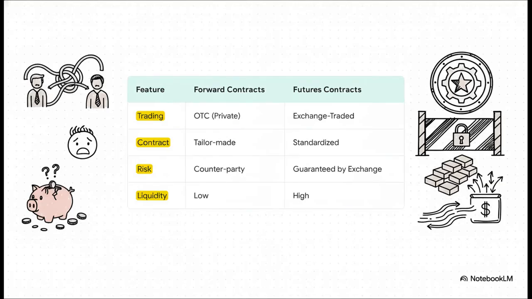And you can see the huge differences right here. Forwards are private and custom-made. Futures, they're standardized and traded on an open exchange. Why does that matter so much?